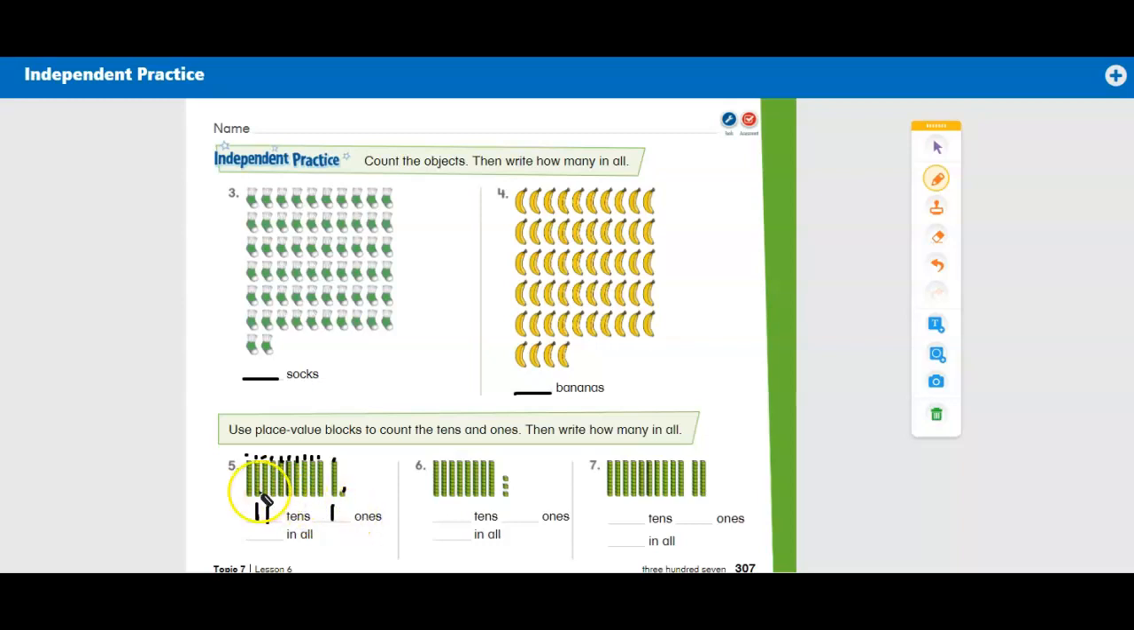Now we want to know how many blocks there are total. When we say 11 tens, that means we counted by tens 11 times. It would show 10, 20, 30, 40, 50, 60, 70, 80, 90, 100, 110. Then we have to add one more. 110 plus 1 would give us 111.